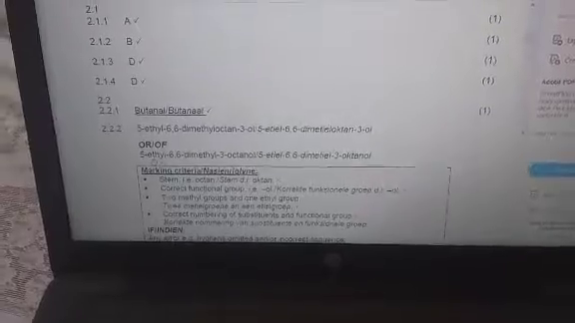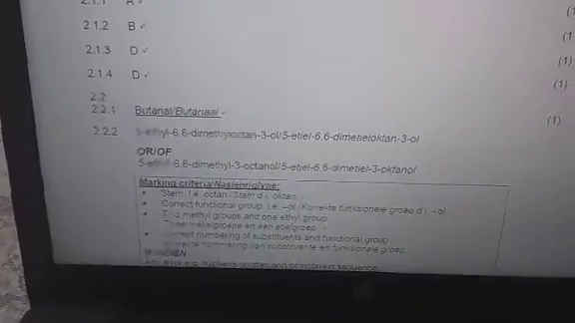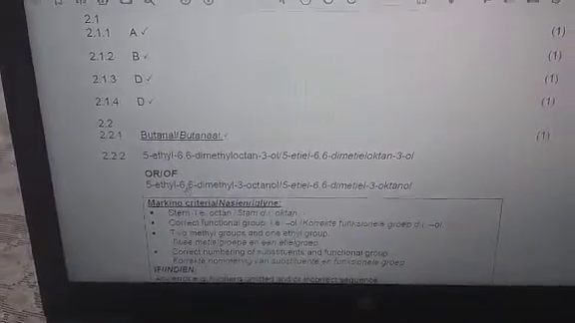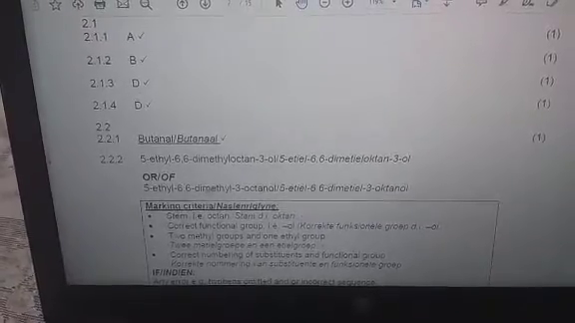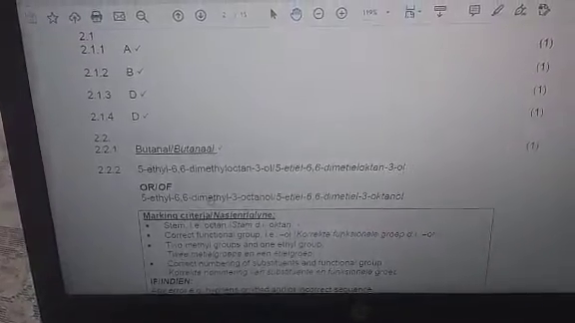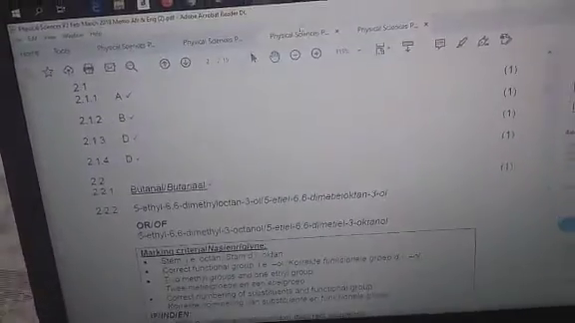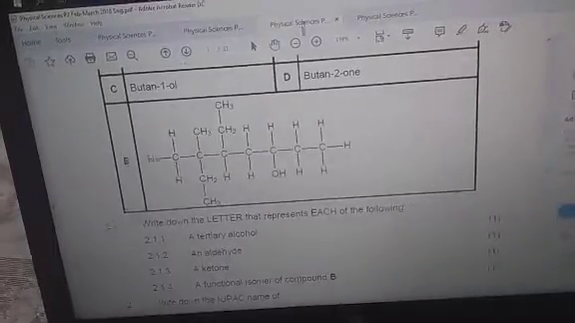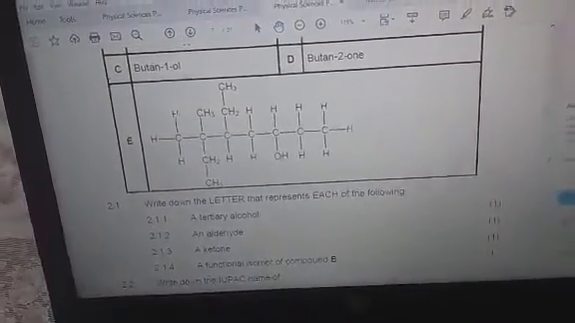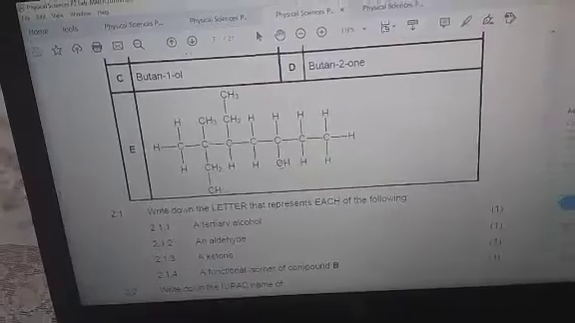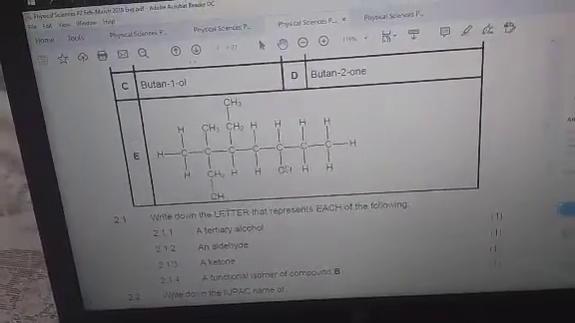What's going on here? It's 5 ethyl 6 diol. Alright, let's quickly go back. We made a mistake here. We haven't seen this one. That was our mistake.